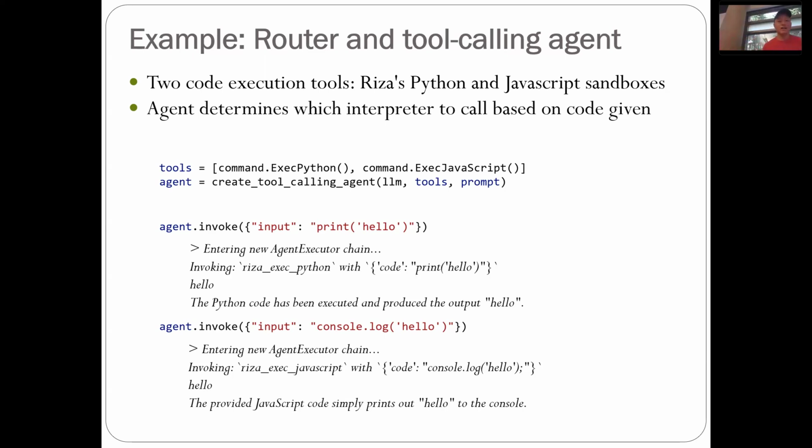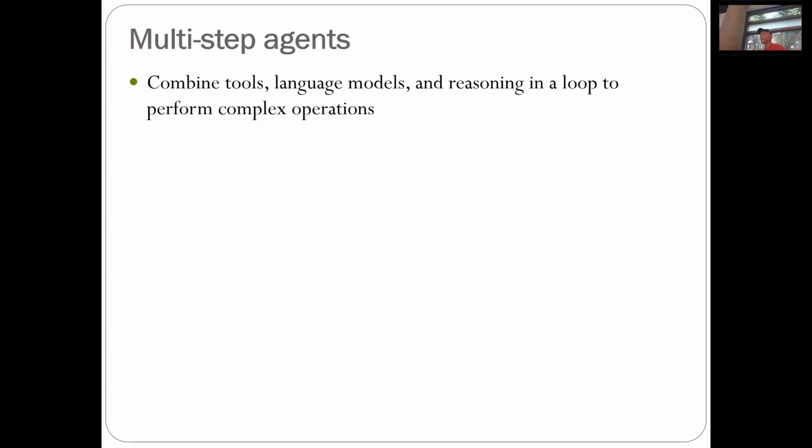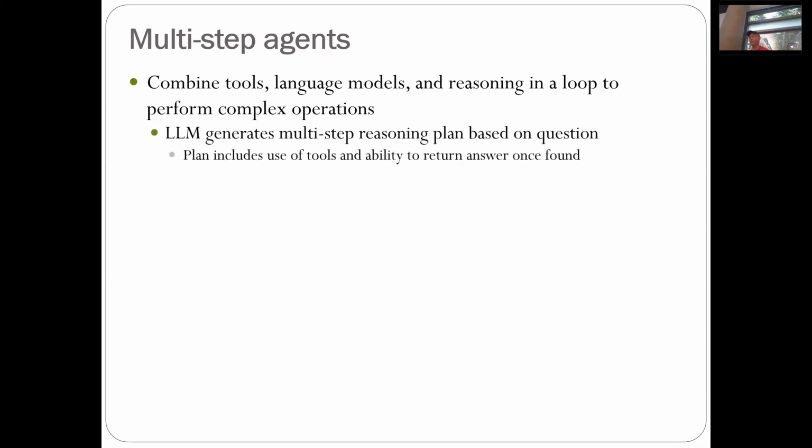All right, the next thing is multi-step agents. I have tool calling, and I'm just going to add reasoning to it. I'm going to combine tools, language models, and reasoning in a loop. This is where agents come in. These are the steps.